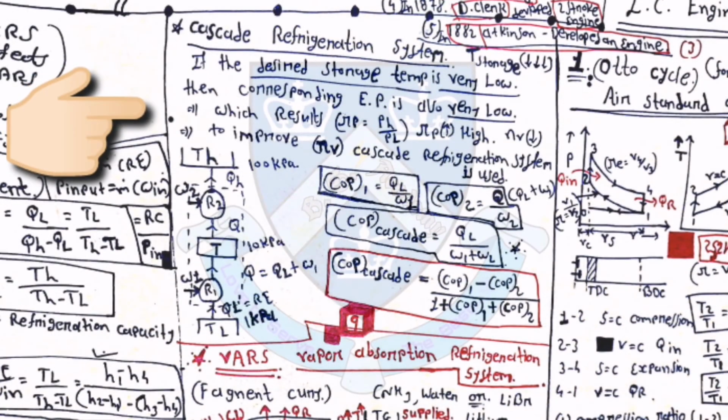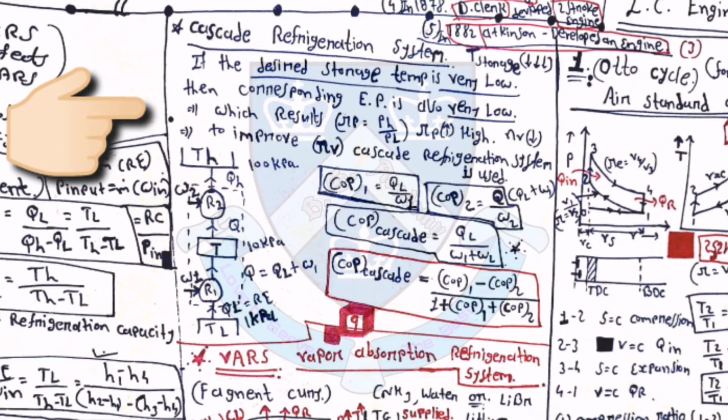After that, the cascade refrigeration system. If the desired storage temperature is very low, then the corresponding evaporator pressure is very low, which results in a higher pressure ratio. Then the volumetric efficiency will decrease. So for improving the volumetric efficiency, the cascade refrigeration system will be used.